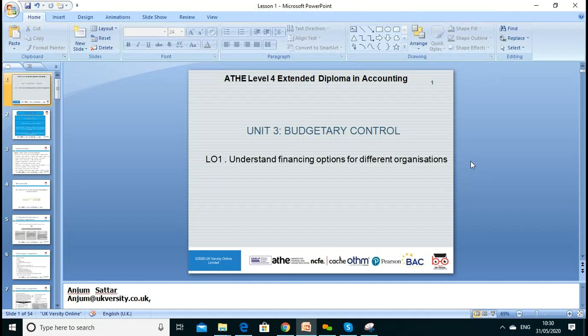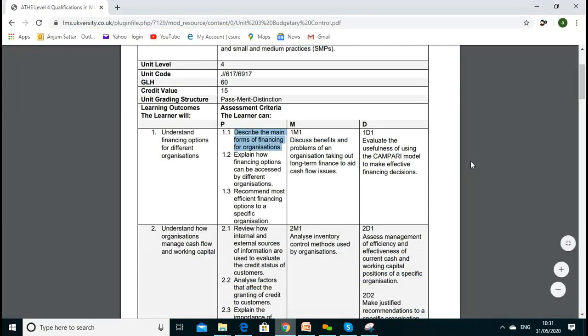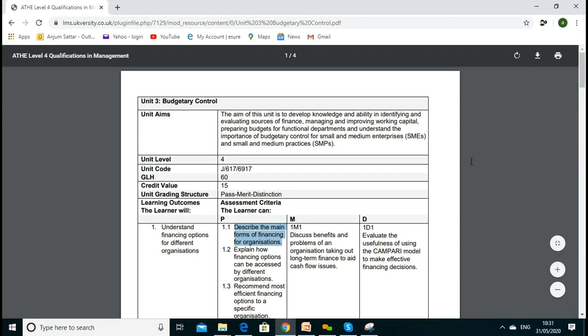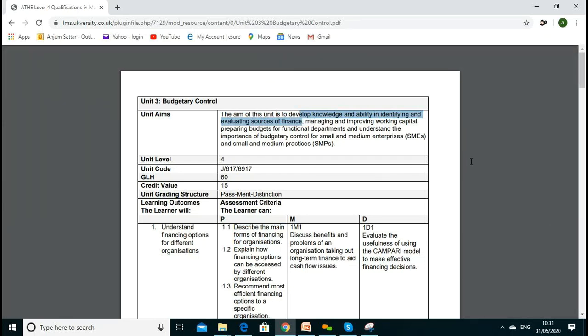Before starting our lesson, first of all, we'll go through what we're supposed to learn under this unit. The aim of this unit is to develop knowledge and ability to identify the sources of finance. What are the sources of finance available? Which one is the best, why is it the best, and in what circumstances is each source of finance best? That's the budget for your cash, and it's crucial to manage your money because we are limited in terms of resources and we have unlimited wants.